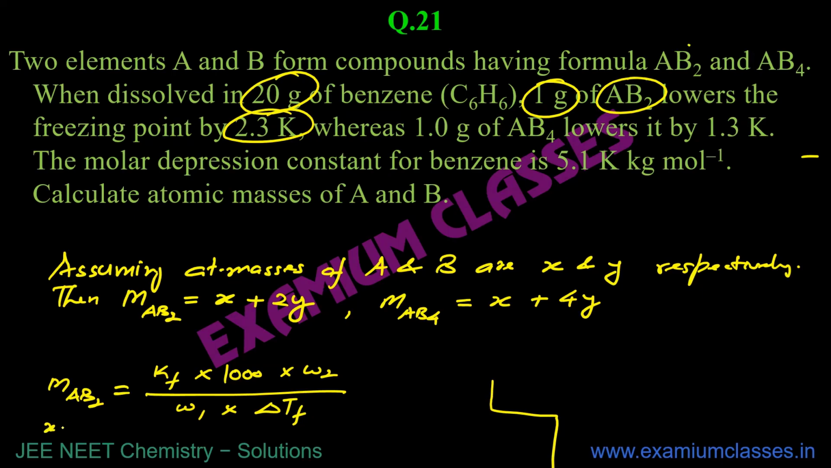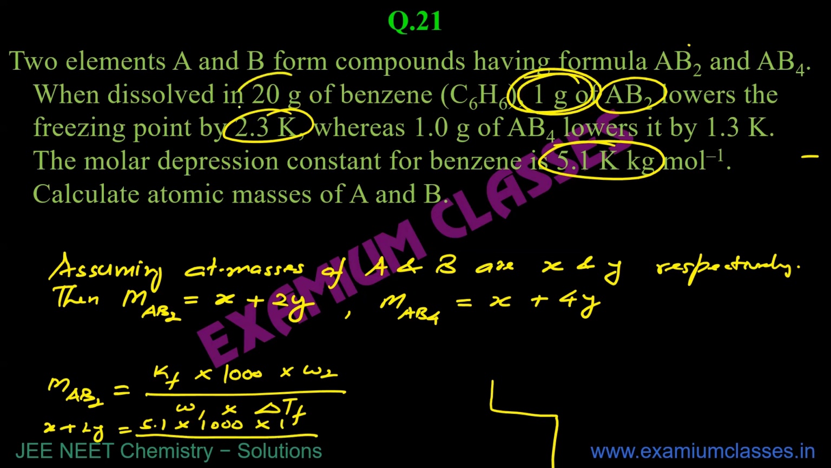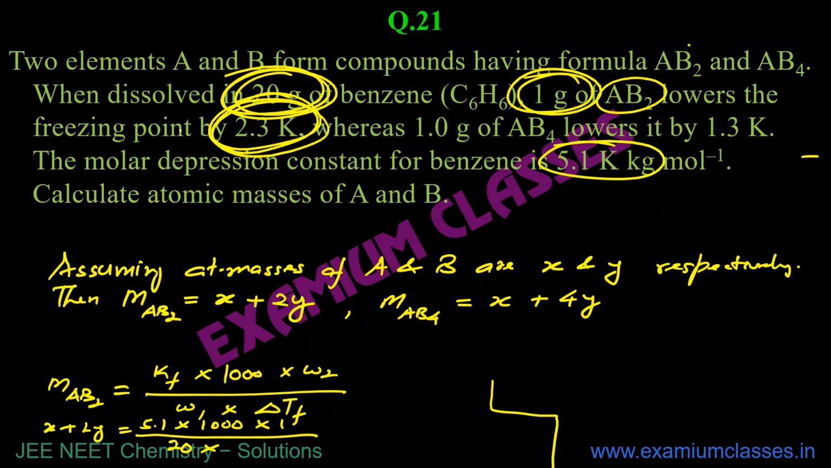So here it will be x plus 2y equals Kf, which is given for benzene, 5.1, into 1000 into W2, which is 1, divided by W1, which is 20, the mass of solvent, into delta Tf, which is 2.3. When you solve it, you will get x plus 2y equals 110.87. Say this is the first equation.